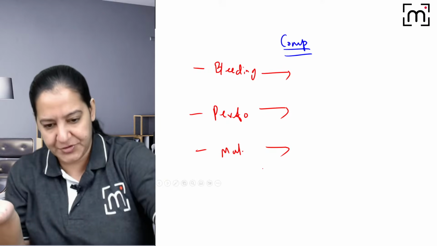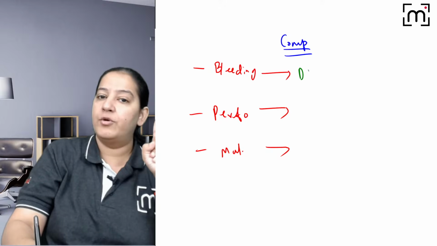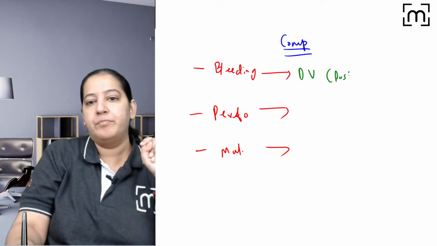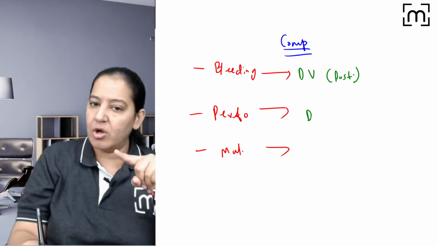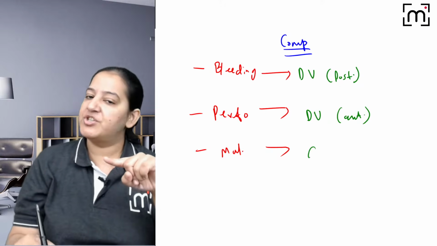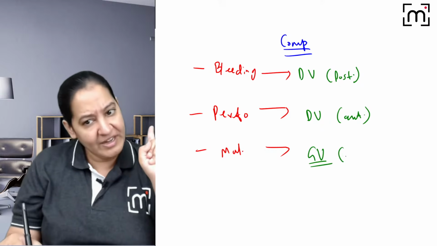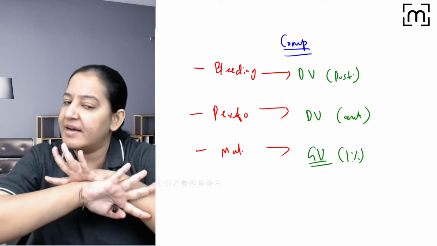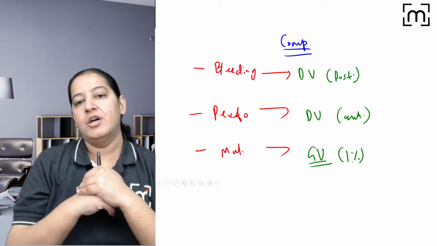Duodenal or gastric? Can you tell me that? So bleeding is more common in duodenal ulcer, but posterior wall duodenal ulcer. Perforation is also common in duodenal ulcer, but anterior wall duodenal ulcer. And malignant transformation occurs only in gastric ulcer. Only 1% of gastric ulcers. Duodenal ulcer never turns malignant. It is an MCQ. You got my point?